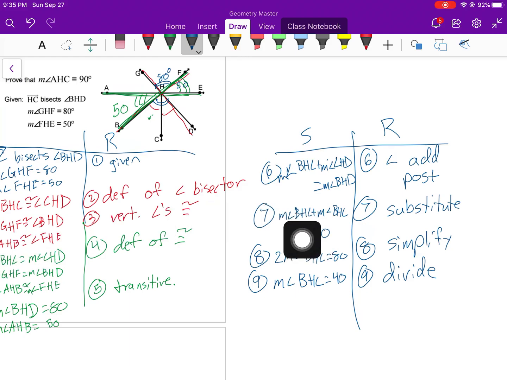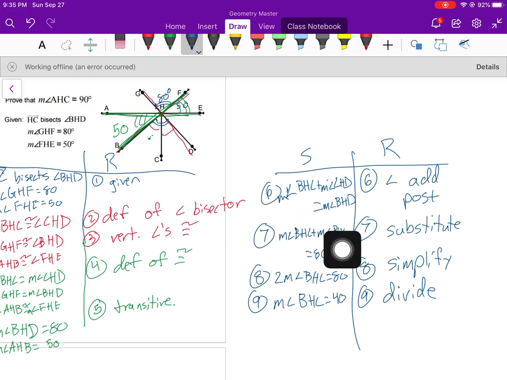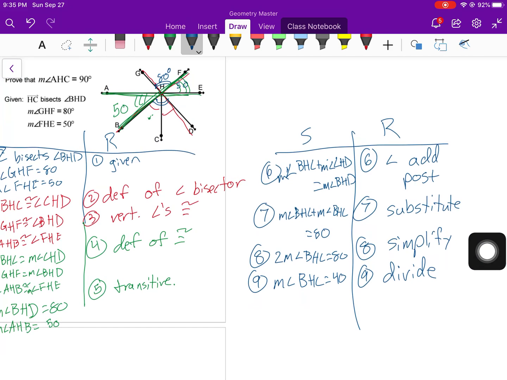Now, I did something that was going to save us a little bit of time. So I made this BHC and BHC here in step 7. You could have had that be CHD and CHD. But what is nice about picking BHC is that's the little piece of the angle that I need to know. I'm basically saving myself one or two more steps. So I know that that's 40.